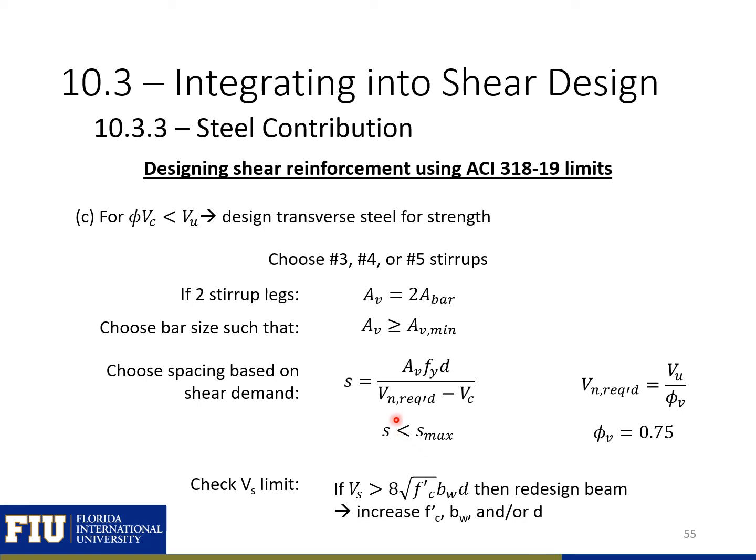After you choose your spacing and you have your bar size, you need to go back through and make sure that your actual capacity is greater than your actual demand. So phi Vn greater than Vu. And you also need to check your Vs limit. You need to make sure that your Vs is less than your 8 times square root of f'c bw d limit. If your Vs is greater than your limit, then you need to change your design. So you either need to increase your f'c, increase your web width, or increase your section depth. Typically, you'll want to do one of these first two before increasing your depth.